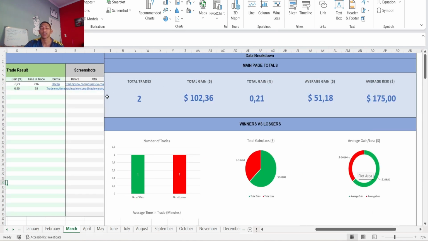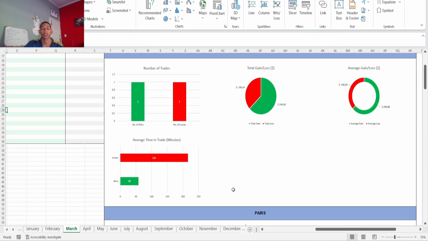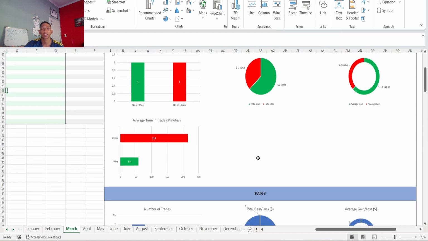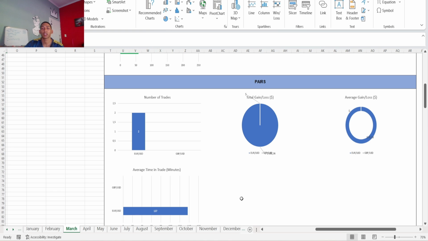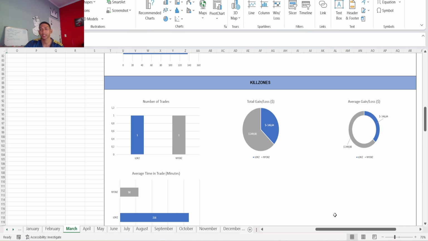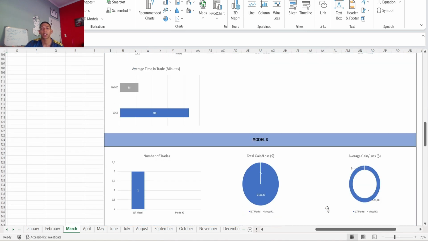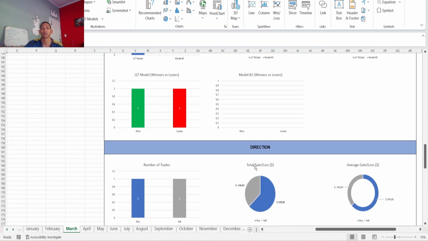So it gives you, here's your main page totals, standard stuff, winners versus losers, total gain and loss in dollar amount, average gain, dollar amount, number of trades or winners and losers, average time in losing trades versus winning trades. Very important information. So obviously I only traded euro dollars, so this data is messed up. Kill zones, self-explanatory. My model's only trading one model at the moment, so it doesn't really help.